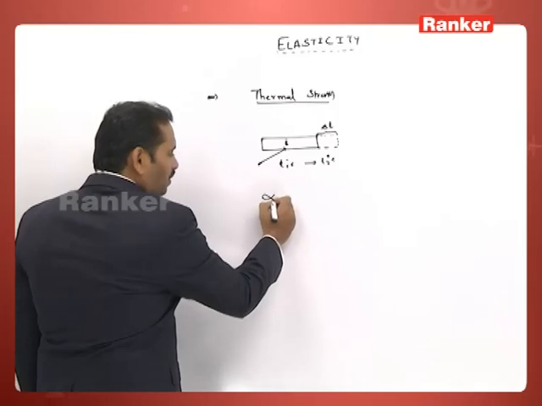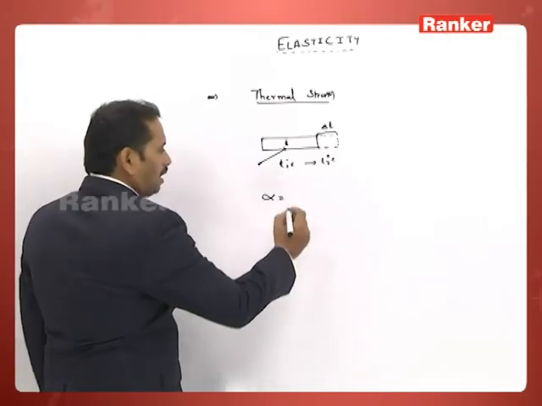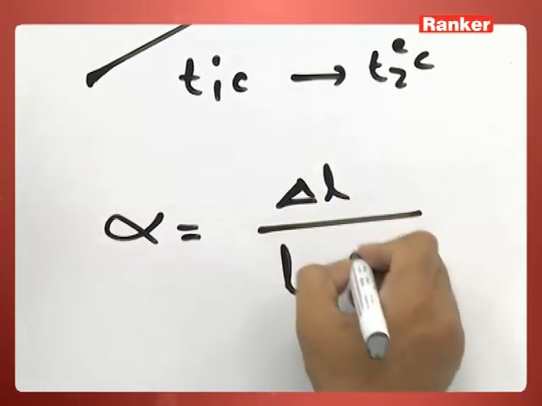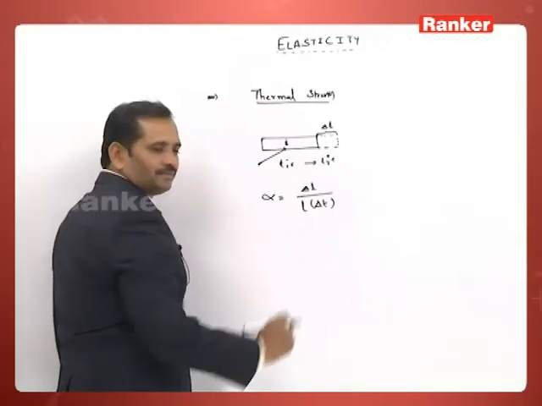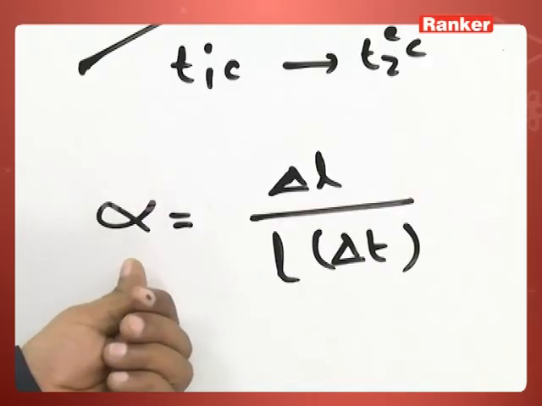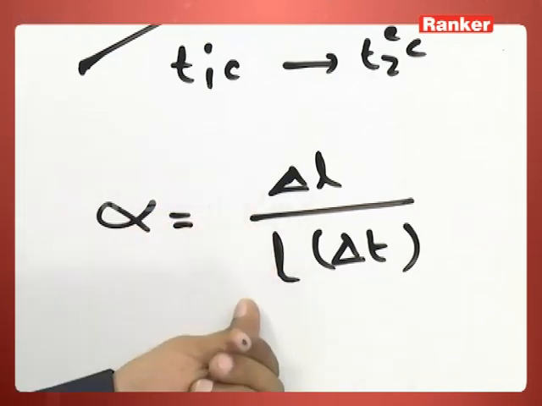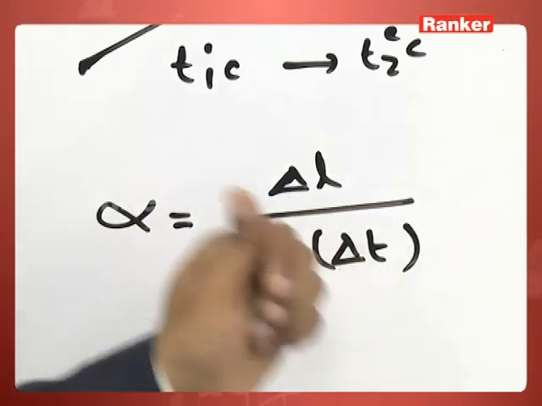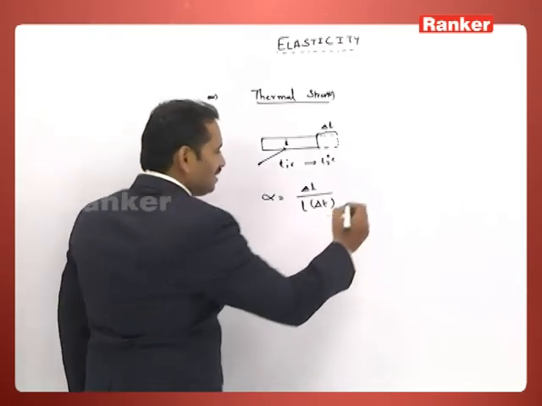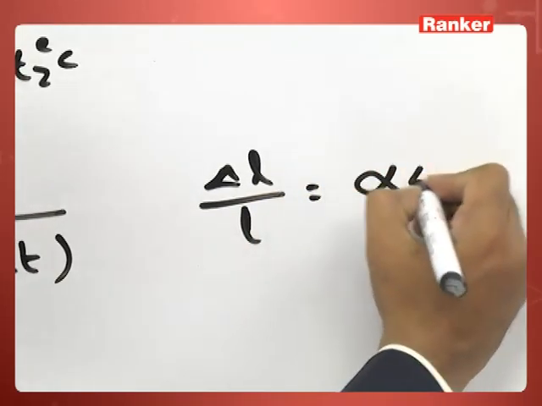Linear expansion coefficient, as in your lower classes: change in length per original length per unit rise in temperature is called the linear expansion coefficient. Delta L by L equal to alpha delta T.